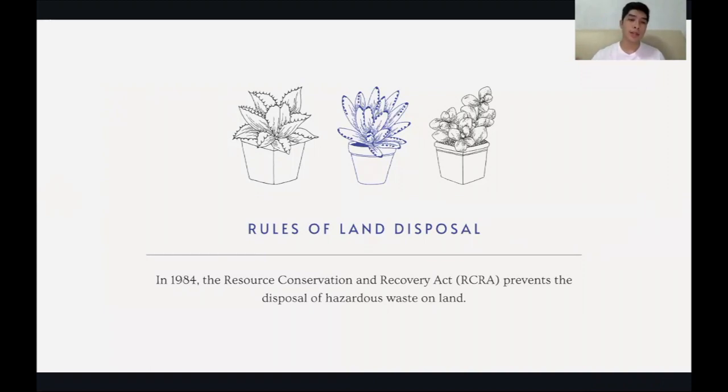In 1984, the Resource Conservation and Recovery Act prevents the disposal of hazardous waste on land. So why do they prevent the disposal of hazardous waste on land? Because the simplest effect of land disposal is land pollution. And it takes the land out of circulation. Why? The more land we use as land disposal, the less we have remaining. And it is certainly a concern where productive agricultural land is concerned.